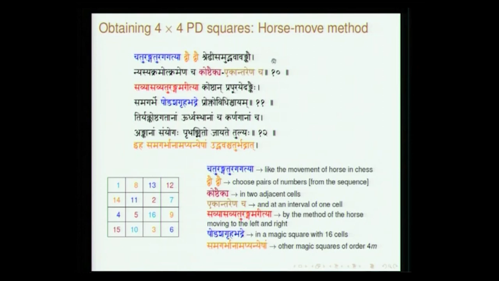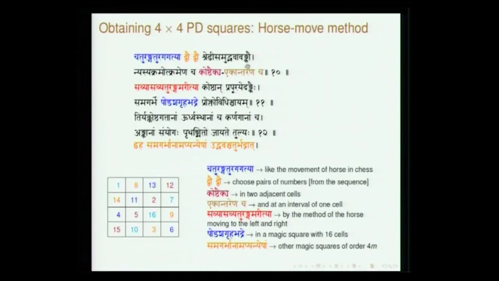So the first procedure which has been discussed to obtain a magic square is the Turaga Gati. Turaga Gati in Chaturanga. Chaturanga is a chess kind of a game. So he says, Chaturanga Turaga Gatya Dvaudvau Shredhi Samudbhava Vankau Nyasya Kramot Kramena Cha Koshthaikya Ekantarena Cha Savyasavya Turangama Ritya Koshthan Prapuraye Dankaihi Samagarbhe Shodasha Griha Bhadre Prokto Vidhishchayam. That is all. These are the two verses 10 and 11 which present the way to construct a magic square by Turaga Gati. This is what he has stated.